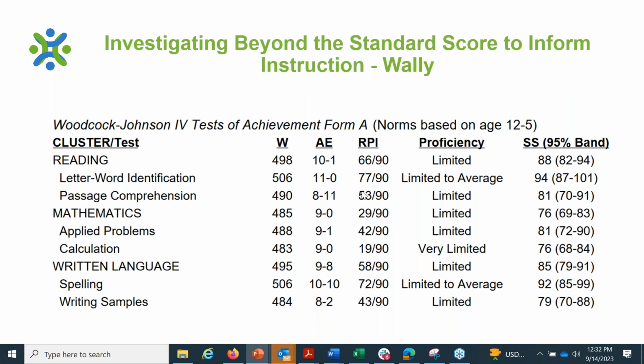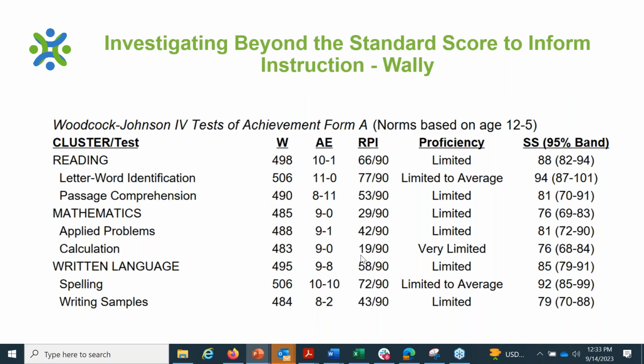So this is describing their functioning when they're asked to complete those comprehension items. What that means is that when same age peers, because we used age-based norms, would perform at 90% proficiency, Wally performed at 53% proficiency. So that indicates his proficiency is actually limited. He's going to have difficulty in the classroom with passage comprehension tasks.